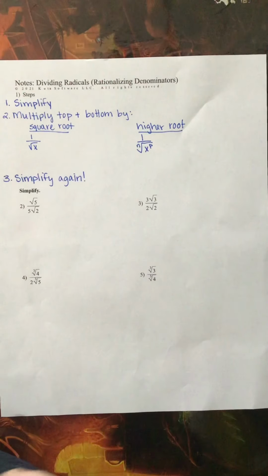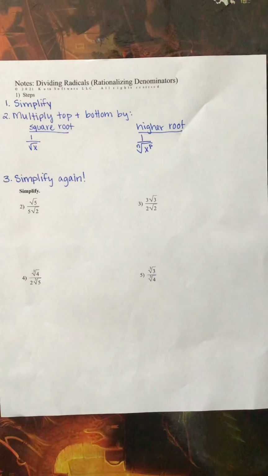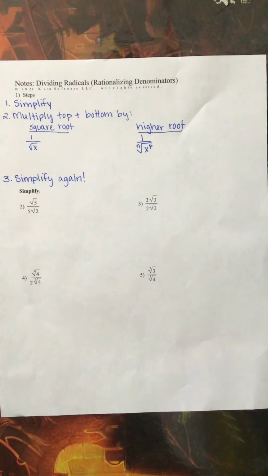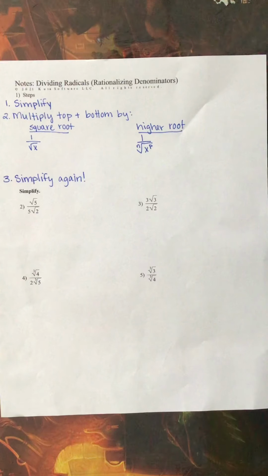The first step is to simplify. That's just like what we did last week when we simplified radicals. We checked to see if any numbers could come out. We will simplify the numbers in the front if we can. And then we're going to multiply the top and bottom. Multiplying the top and bottom will help us get rid of the radical.